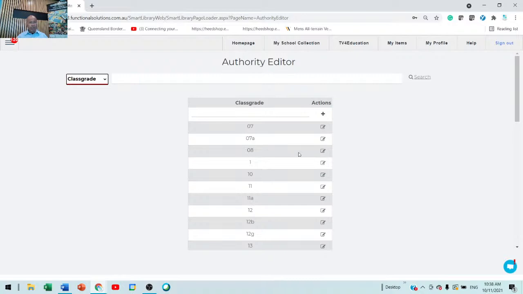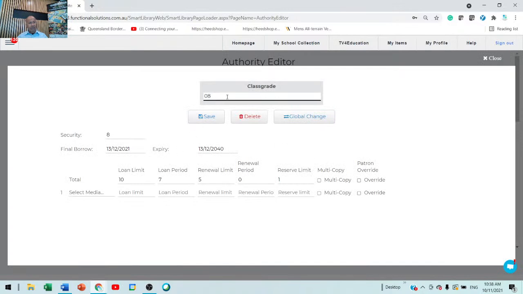So if I look at the year 8 and click that pencil, it'll allow me to look at all the parameters for anyone that's a class grade 8. So all you do is you click the pencil, that'll edit up, and you can see the 8 is a security 8. That's because that's how I set it. On your system, it's probably going to be 0 because no one has ever set it. Okay, that's where your final borrowing date, your expiry date, your loan limits, and what have you. We're only interested in security. So once you do that, you click save.